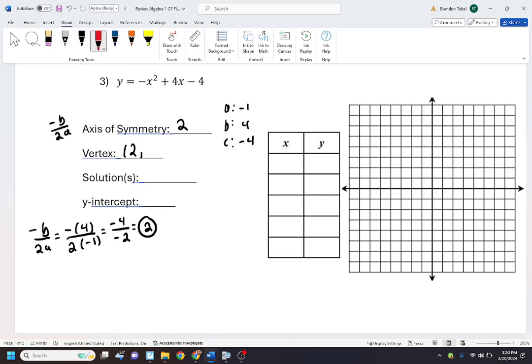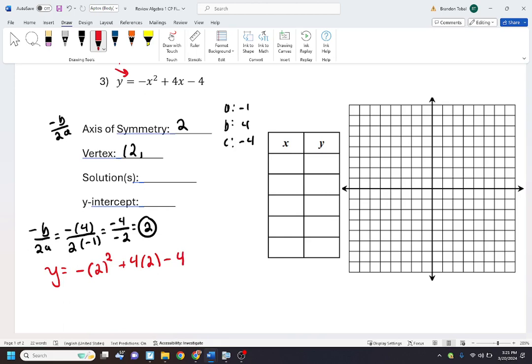So now we're going to take the 2 and plug it into the equation. So it's y equals -2 squared. Be careful, write it like this, 2 squared. Why negative? Because it has a negative right here, so you got to make sure to include it. It says it right here in the question. Plus 4 times 2 minus 4.